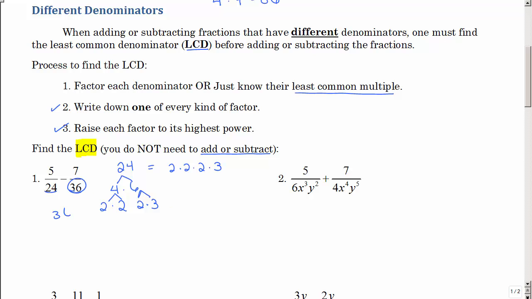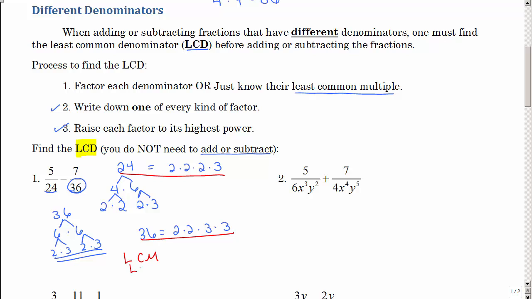What about 36? Well, I think about it as 6 times 6. You might think about it as 4 times 9, 3 times 12. Lots of different choices. We're all going to end up in the same spot as long as we get down to those smallest numbers called primes. So 36, if I put the 2's together and I put the 3's together. So let's look. Here's 24, here's 36. Their least common multiple, which would be the least common denominator, let's see, it says write down one of every kind of factor. So I have 2's and 3's. So I know I have a 2 and a 3.